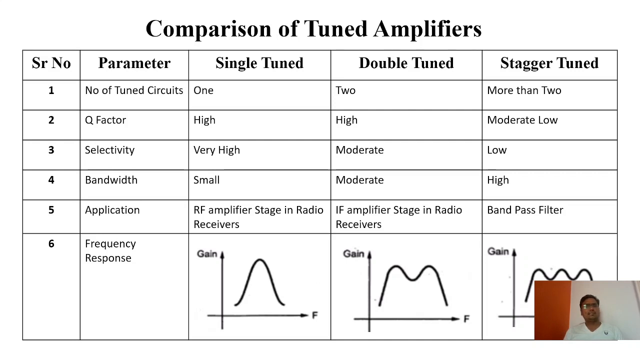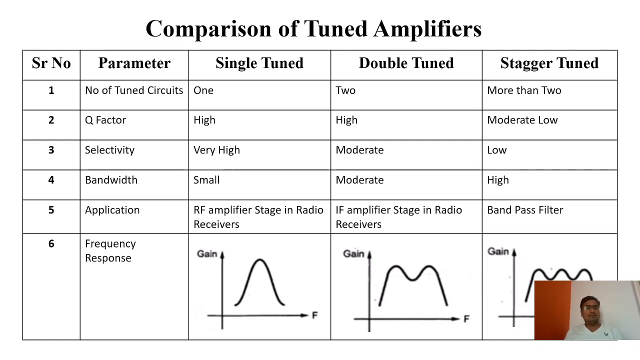Why? Because in a single tuned amplifier we didn't think about the bandwidth. The major concern is to select a particular frequency, not to increase the bandwidth. But in double tuned amplifier and stagger tuned amplifier we started working on bandwidth. So if you start working on bandwidth, then obviously the selectivity becomes lower. That's why it is moderate and low in the case of double tuned and stagger tuned amplifiers.